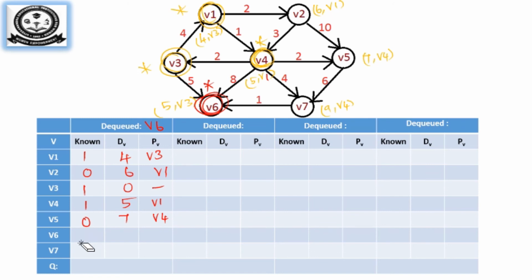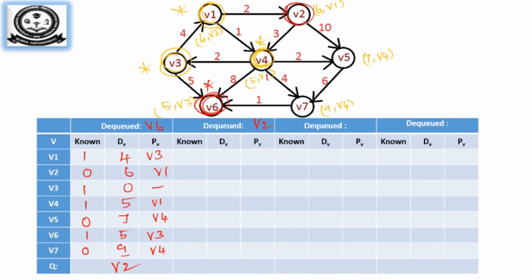So for V6, the distance calculated from V3 is 5, and V3, and for V7 it is going to be 0, 9, V4. Now you can see I have made all the vertices visited. From V6 I cannot find any adjacent vertex because there is no outgoing edge. So let us find which is minimum among the vertices whose known value is 0. You can see for V7 it is 9, for V5 it is 7, and for V2 it is 6. So the next vertex is going to be V2.